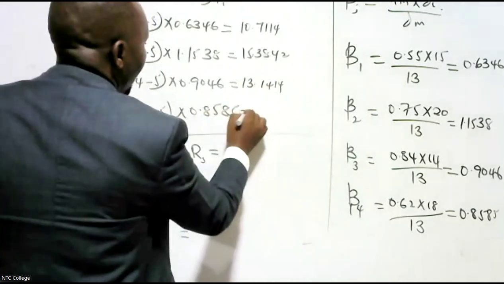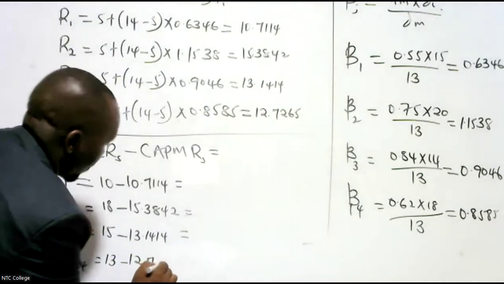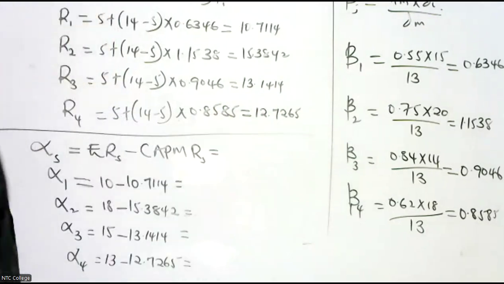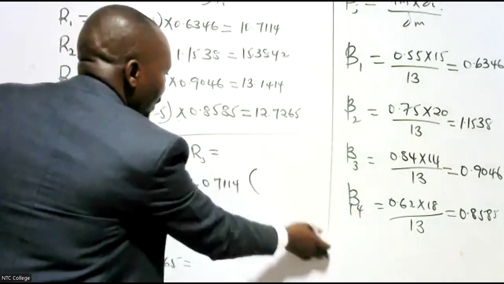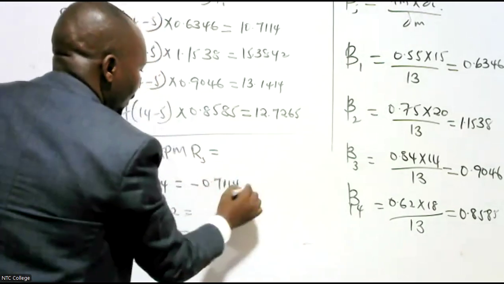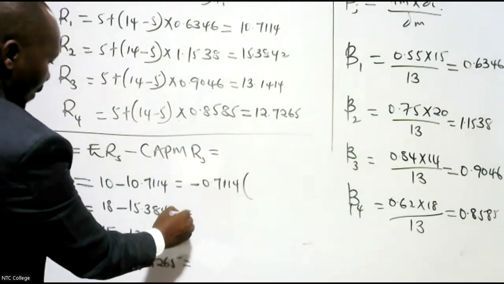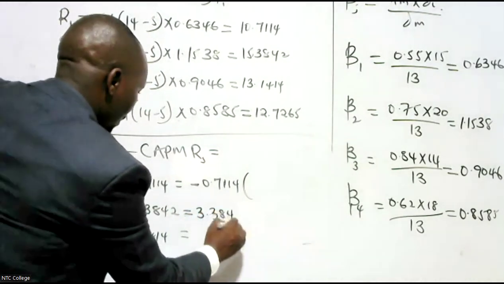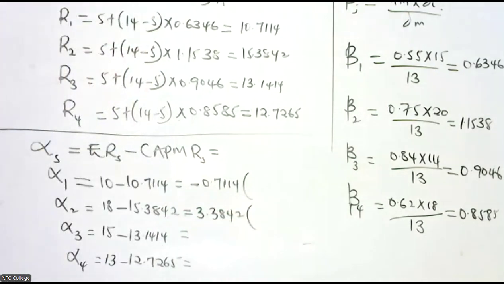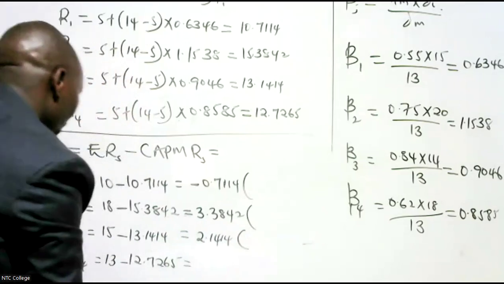The next is 12.7265. Give me the figures. Tell me, is it perfect or is it imperfect? Efficient, inefficient, or super? This one. Then here we have. Give me the conclusion. Check your notes. The examiners know what they're doing.